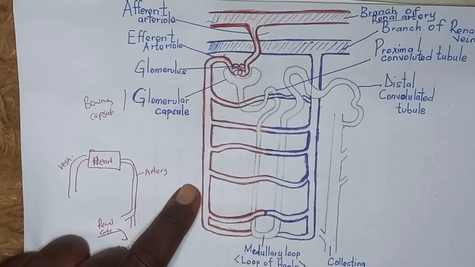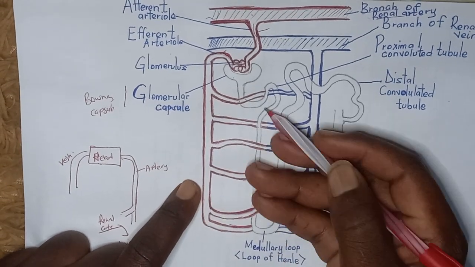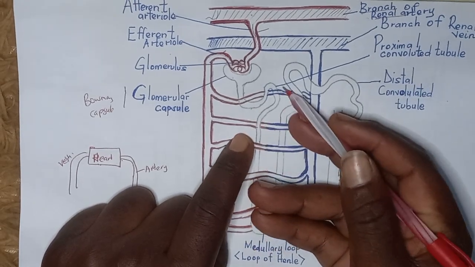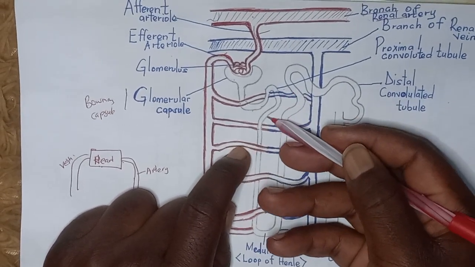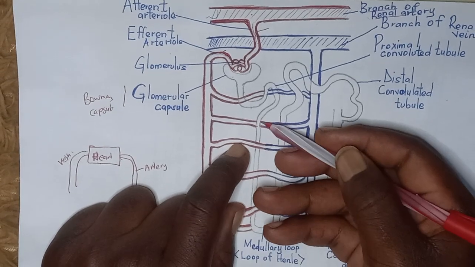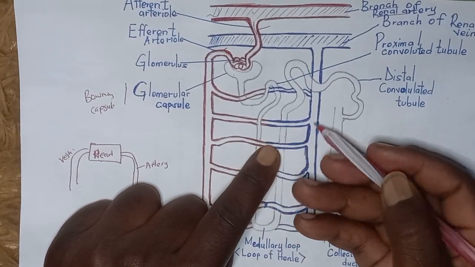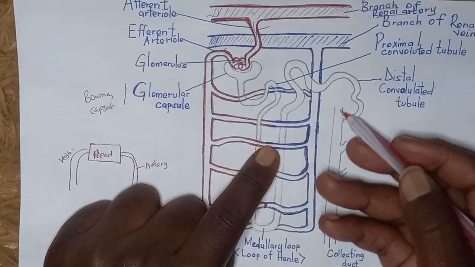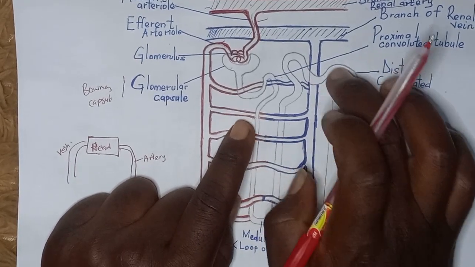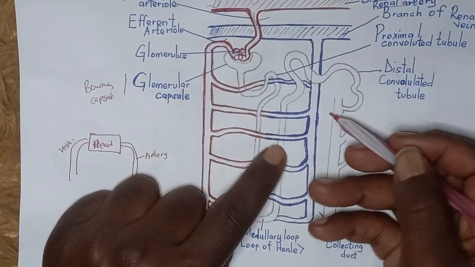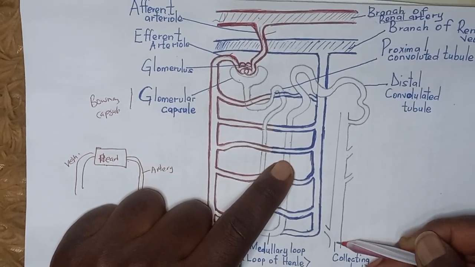Bowman's capsule. Then there is a proximal convoluted tubule. We'll tell you why it is coiled. Then we have here the loop of Henle. There's a descending loop of Henle and an ascending loop of Henle, and there's the distal convoluted tubule. We shall discuss why it has meanders and why it's a little bit curved. Then here we have the collecting duct.